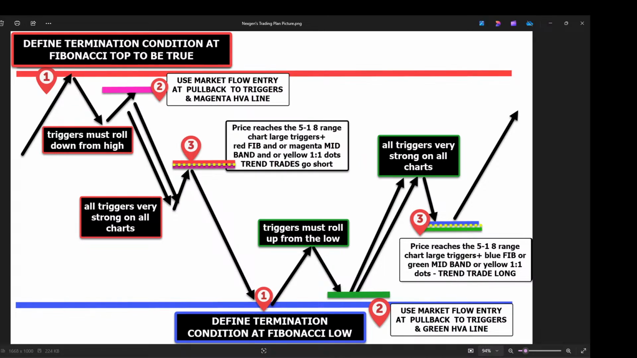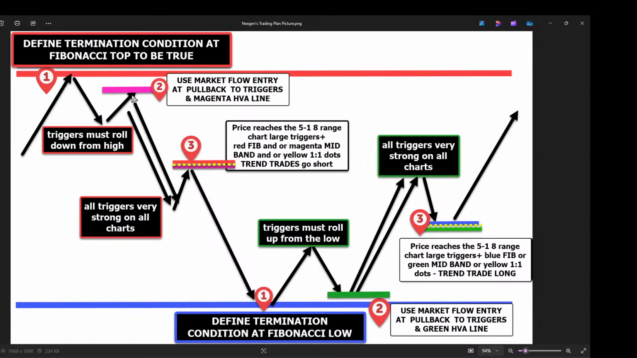Define your termination condition. That's it. That's everything. Market's going up. Define your termination condition. If it holds, if that termination condition is true, the first trade coming off of it is what we call an HVA trade, using a breakout bar and a pink line to sell that market real close to the fib. And then from there, if everything is strong on all your charts, buying or selling a pullback. And guys, it's just rinse and repeat.